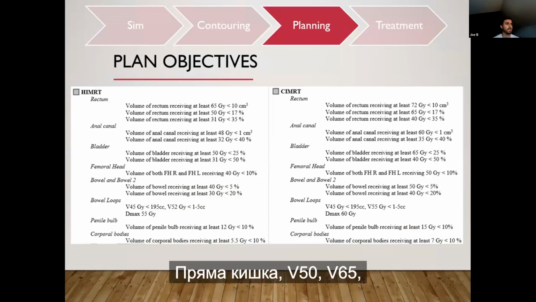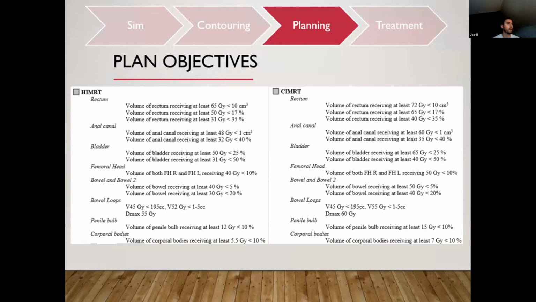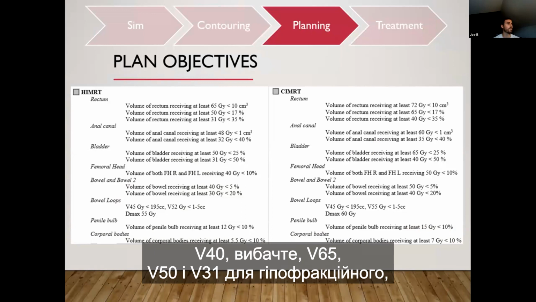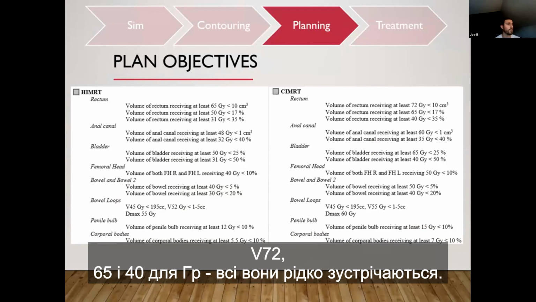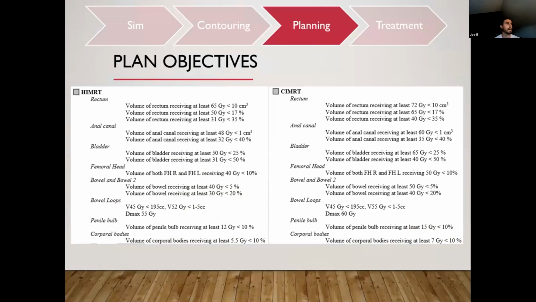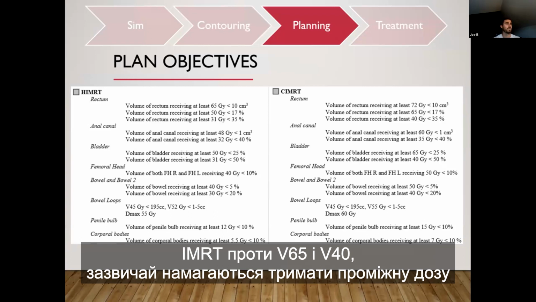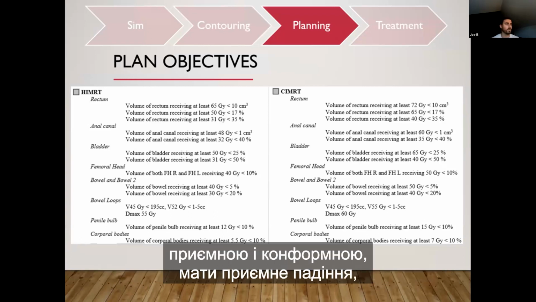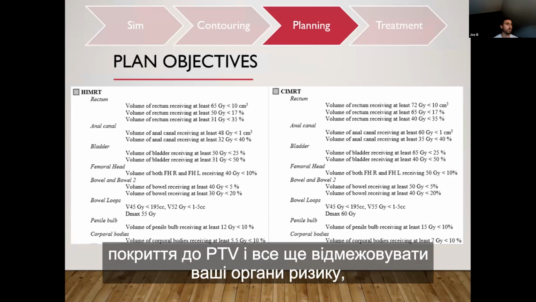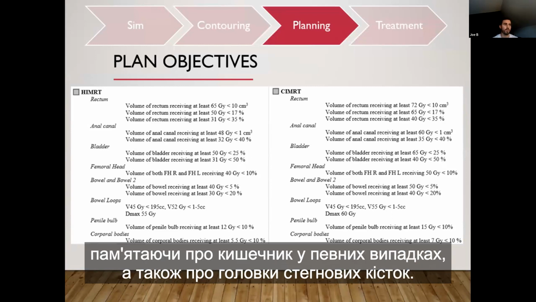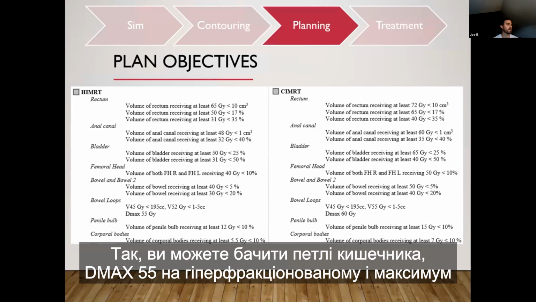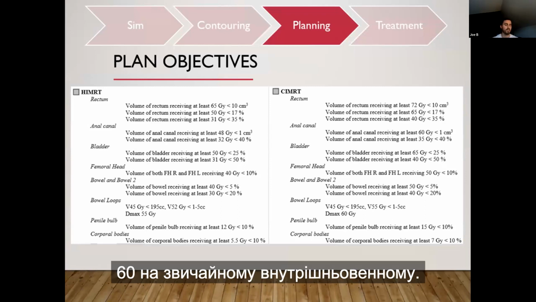The rectum: V65, V50, and V31 for hypofractionated, V72, 65, and 40 gray for conventional are all tough to meet on occasion. And the bladder, V50 and 31 for hypofractionated IMRT versus the V65 and V40. Those are all, usually trying to keep the intermediate dose nice and conformal, having the fall off nice, the coverage to the PTV, and still sparing your OARs while being mindful of the bowel in certain cases, as well as the femoral heads. So yeah, you can see the bowel loops, Dmax 55 on hypofractionated and max of 60 on conventional, ideally.